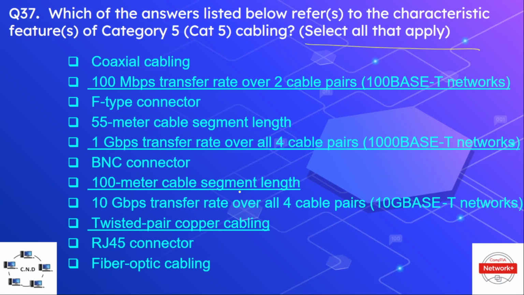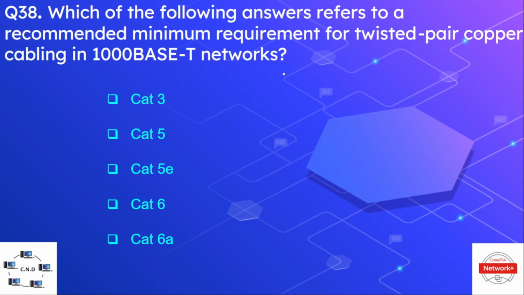So let's get to the next question. So the Cat 5 is basically an old cabling standard. The latest standards are basically Cat 6 and Cat 7. Which of the following answers refers to a recommended minimum requirement for twisted pair copper cabling in 1000 base T networks? And the options are Cat 3, Cat 5, Cat 5e, Cat 6 or Cat 6a.